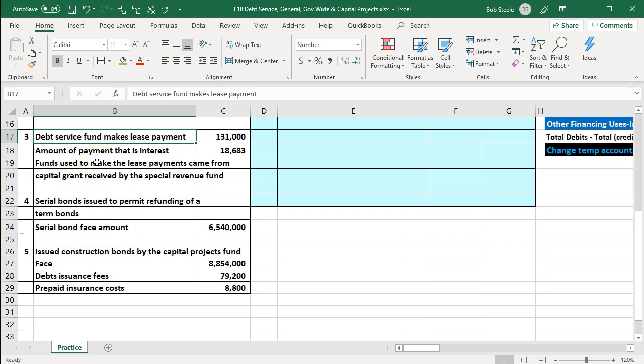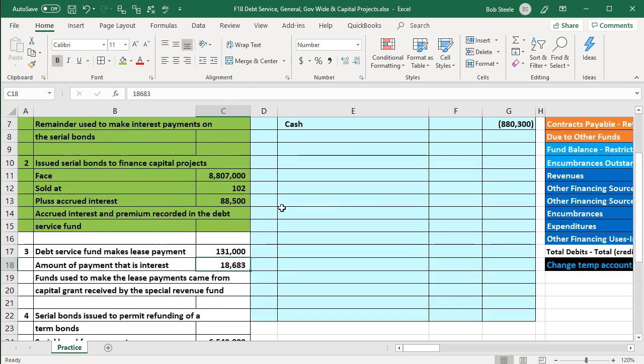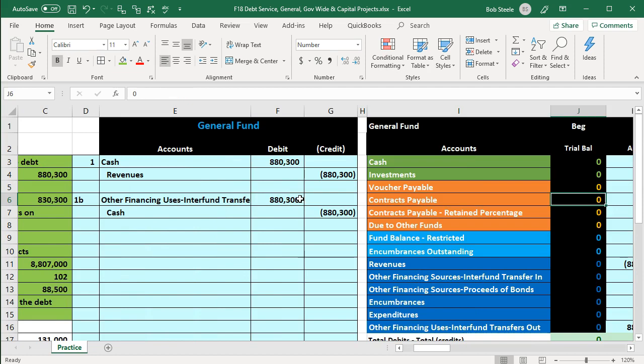So the debt service fund makes a lease payment. The funds used to make the lease payment came from the capital grant received by the special revenue fund. So we're going to break this down. We're going to say the special revenue fund got a grant, so there's revenue to the special revenue fund. We're not going to record the actual transaction in the special revenue fund, but we're going to record that in the government-wide activities. Then the special revenue fund sent that money to, or transferred it to, the debt service fund in order for the debt service fund to be able to make the lease payment, of which 18,683 is interest.